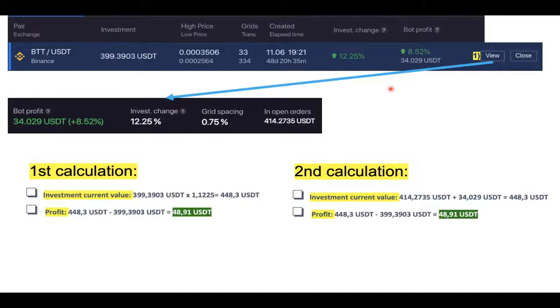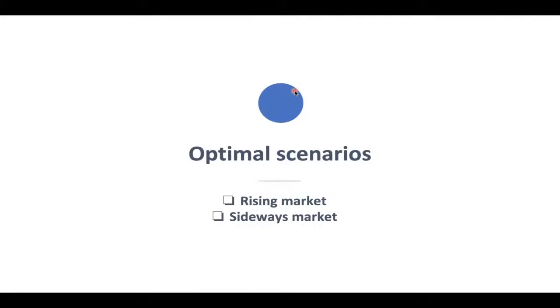The thing that I'm trying to explain here is that bot profit is your fixed profit, so that's already in your pocket. Whereas the investment change can be different because the value of the base currency is constantly fluctuating as the price is moving either upwards or downwards. So if you click on close, that's the investment that you get. That's the total profit generated, whereas 8% is already guaranteed. That's already in your pocket. So basically that's what you have to understand.